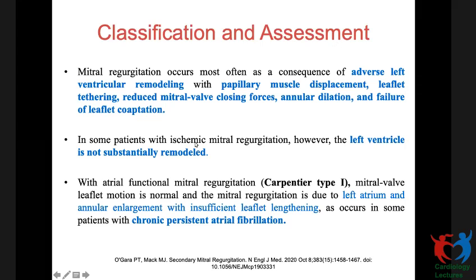Even in Libman-Sacks, most commonly it involves the posterior leaflet rather than the anterior leaflet in SLE, because that will cause fibrosis and drag it into the left atrial wall, and you will get MR like that. Okay.